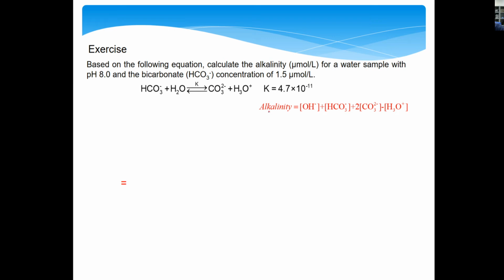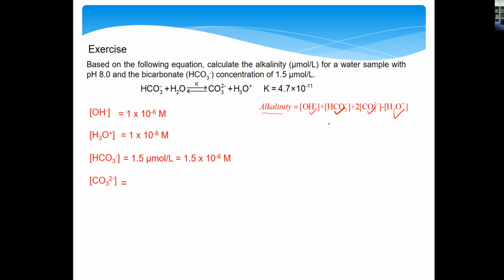The best way is for you to list down the concentration of the chemical species that you are going to calculate. So you can start with writing down the equation for alkalinity. From here, you need to calculate the hydroxide ion concentration, the bicarbonate concentration, and the hydrogen ion concentration. So how to do it? I have listed them down one by one.